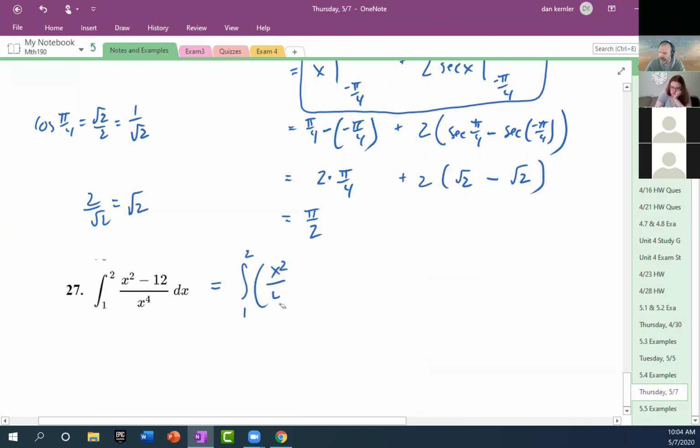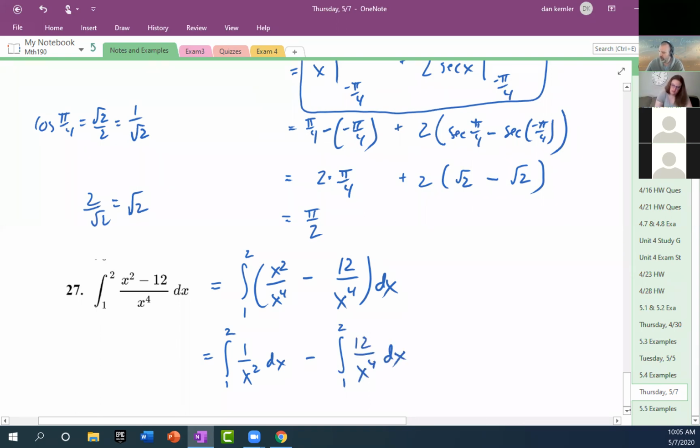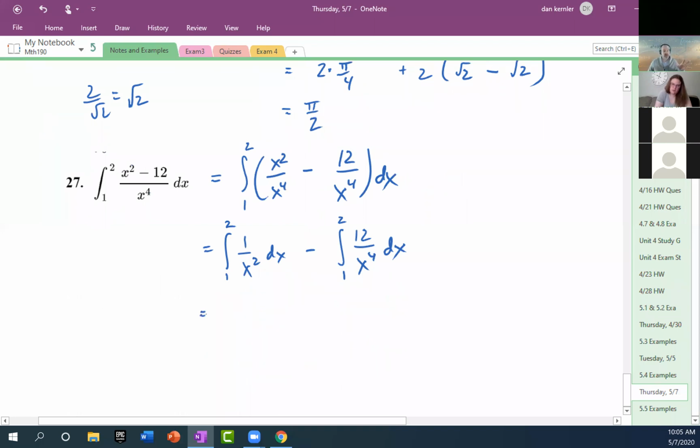So x squared over x to the 4th minus 12 over x to the 4th. And again, just like the previous one, we can break it up into two integrals. I'm going to simplify the first one: the integral from 1 to 2 of 1 over x squared, minus the integral from 1 to 2 of 12 over x to the 4th. Exponents are easier to deal with than fractions, so let's write these with negative exponents: x to the negative 2 dx minus, and I'm going to put that 12 out in front using that other property of integrals, x to the negative 4 dx.